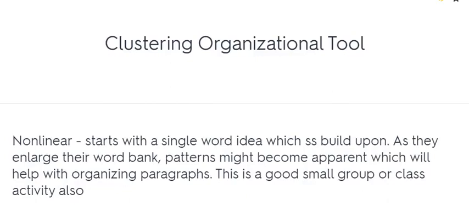Clustering organizational tool. Non-linear, starts with a single word or idea which students build upon. As they enlarge their word bank, patterns might become apparent which will help with organizing paragraphs. This is a good small group or class activity also.